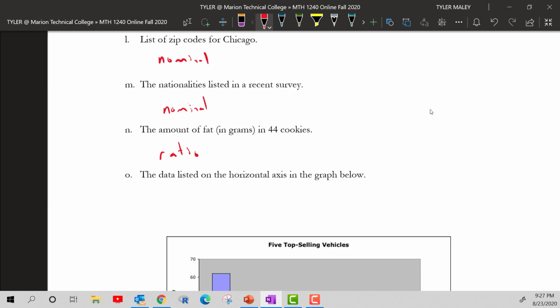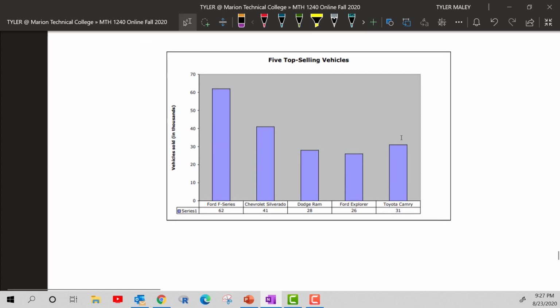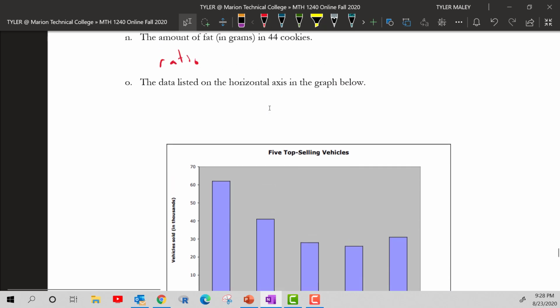And then the data listed on the horizontal axis in the graph below. If I look at this graph, we have different trucks here, and then we're looking at vehicles sold in thousands. I guess they're not all trucks, a Toyota Camry's not a truck. So we have 5 top-selling vehicles, some information on the top 5 selling vehicles and the number of vehicles that are sold.